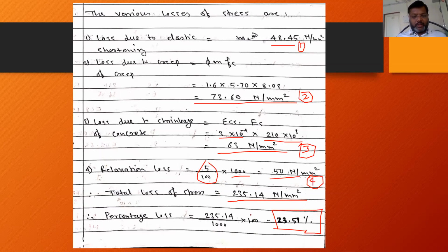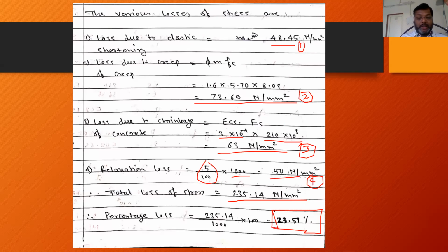Whenever you apply a prestress of 1000 Newton per mm square to the wires, out of this 1000 Newton per mm square, 235.14 Newton per mm square stress is going to be lost due to various reasons. That is due to the relaxation of wires, the shrinkage of concrete, the creep of concrete, and the elastic shortening of the concrete. This much amount of stress is going to reduce. So that's why we are saying that it is very important to find out these losses.